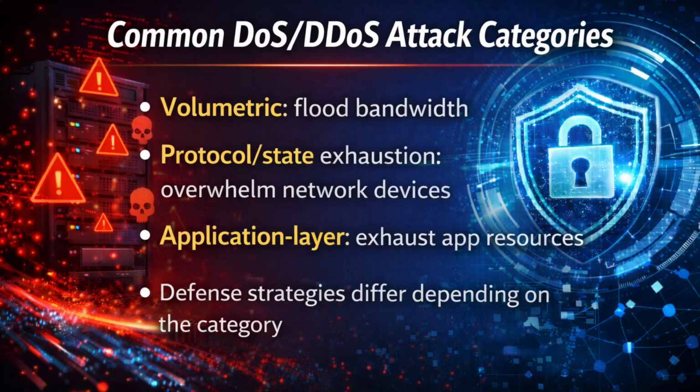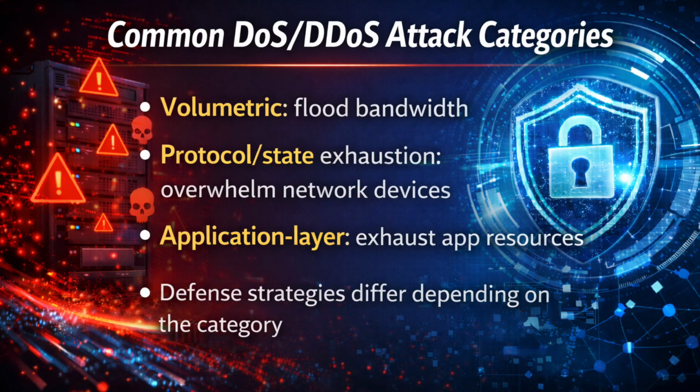Most attacks fit into three buckets. First, volumetric attacks. The attacker sends massive traffic to saturate bandwidth, like trying to fill a highway so nobody can drive. Second, protocol or state exhaustion attacks. These exploit how network protocols work to overwhelm devices like load balancers, firewalls, or servers by filling connection tables or forcing expensive protocol handling. Third, application layer attacks.